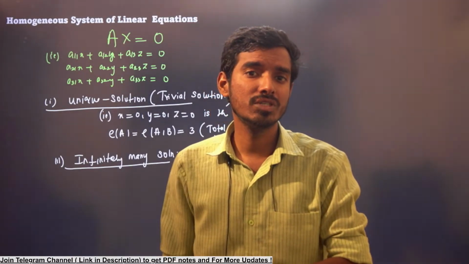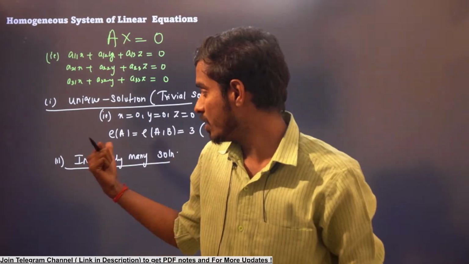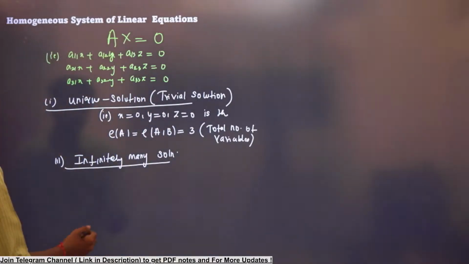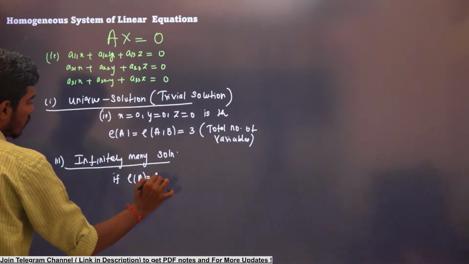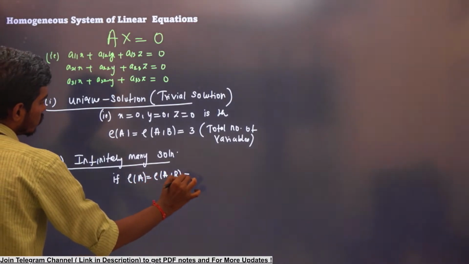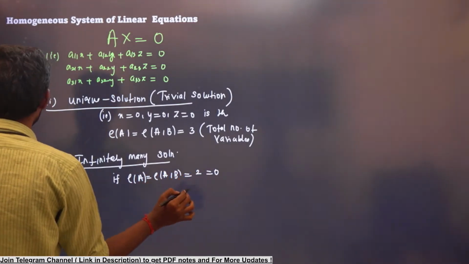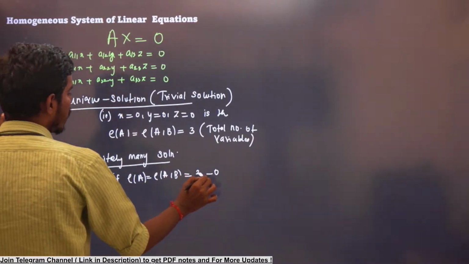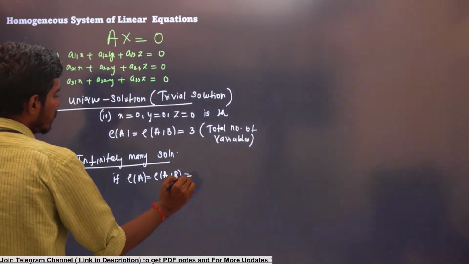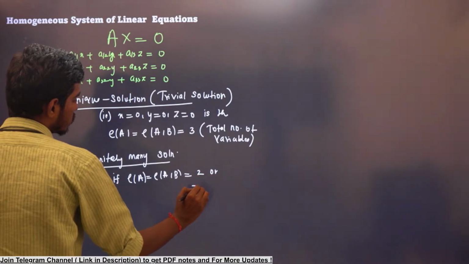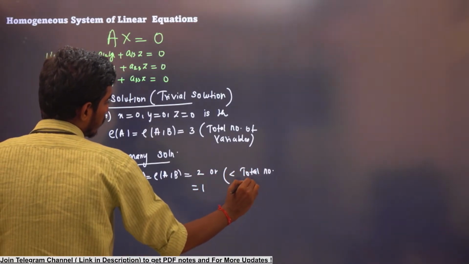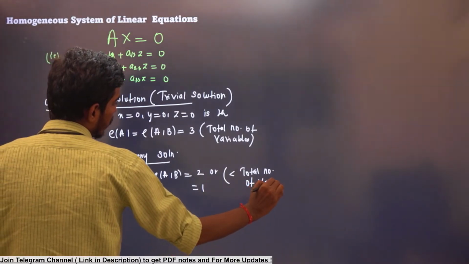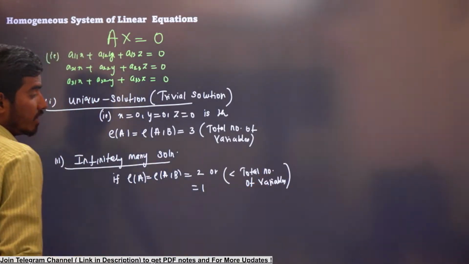Apart from 0 0 0, a unique solution. That will be infinitely many solutions. That will happen if the rank of A and the rank of A comma B are both equal to 2 or both equal to 1, that is, both are equal and less than the total number of variables. So in that case you will have infinitely many solutions.